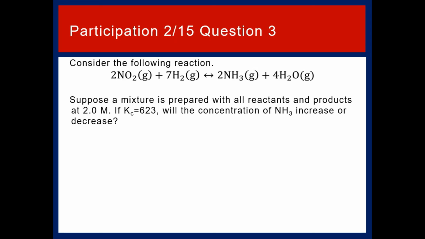Participation 215, question 3. Consider the following reaction: 2NO2 gas plus 7H2 gas gives you 2NH3 gas and 4H2O gas. Suppose a mixture is prepared with all reactants and products at 2.0 molar. If Kc equals 623, will the concentration of NH3 increase or decrease? This is the third question on participation 215, due Tuesday, February 15th at 11:55 p.m. over on Blackboard. The link to the assignment is right below the links to these videos.